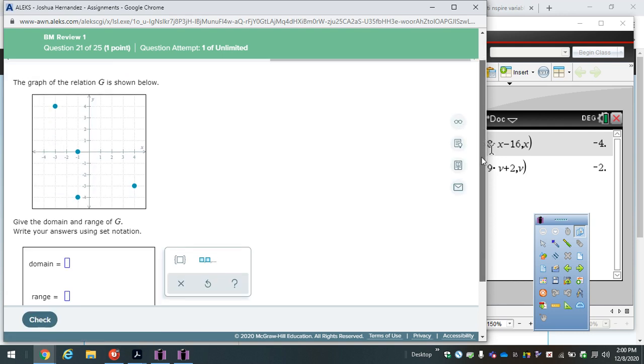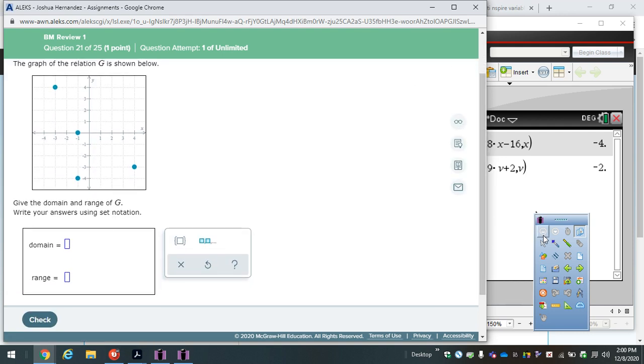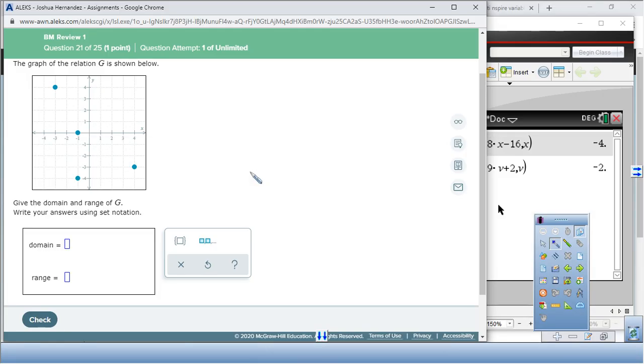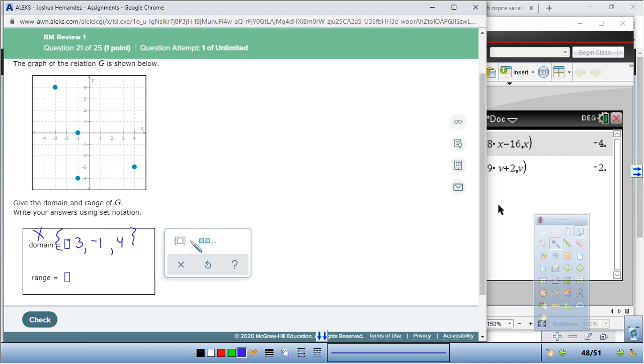Okay, graph, domain, range. When we first got this one, our first assignment, a lot of people got it wrong. The domain, x values: -3, -1, and 4. So the domains are my x's, okay? That's why it gives you this stuff here. Range, my y values: from -4, I'm going to go up, -3, 0, and 4.